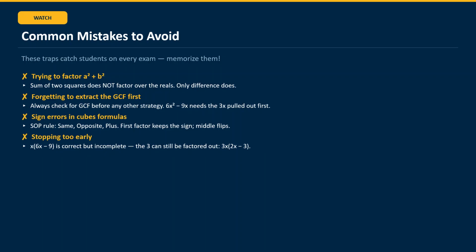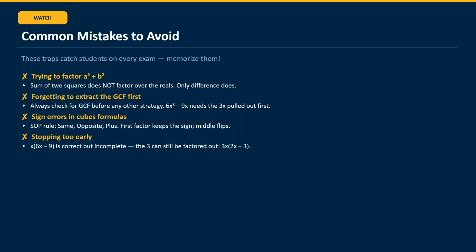Mistake 3. Sign errors in the cubes formulas. The middle term of the trinomial factor takes the opposite sign from the original expression. Sum of cubes has a minus inside the trinomial. Difference of cubes has a plus. Mixing these up is the most common cubes mistake.